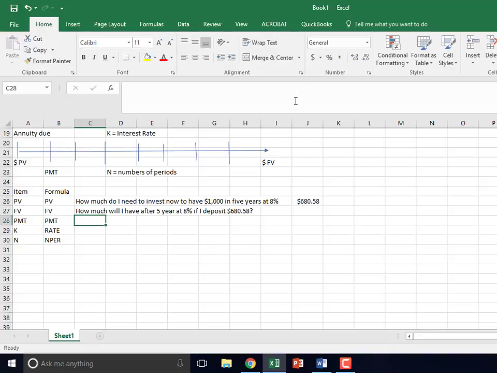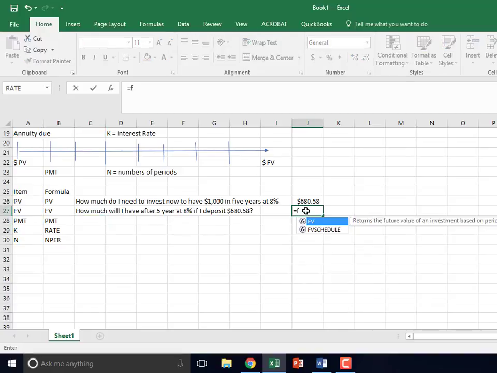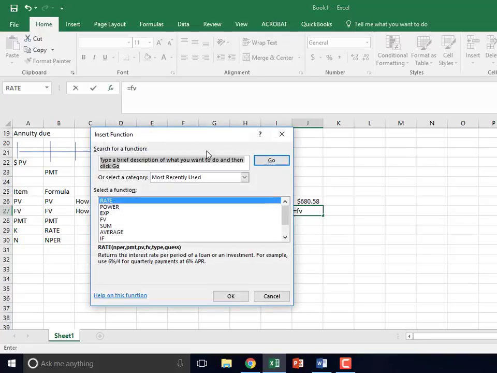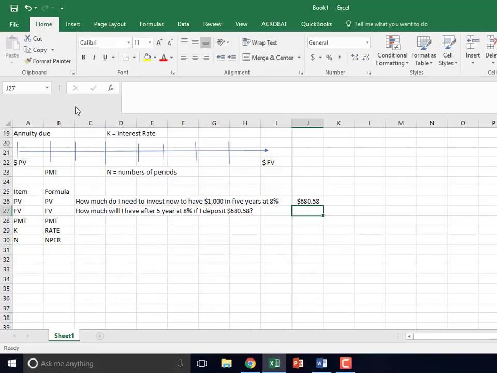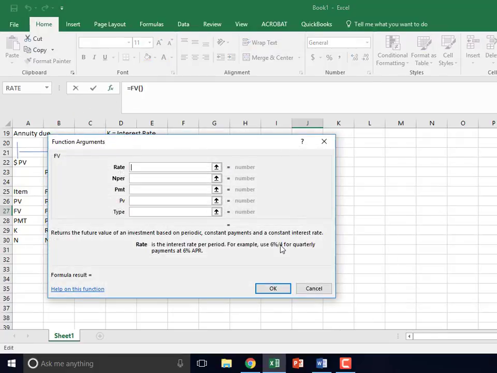Okay, so now we're doing the opposite. We're solving for how much am I going to have at the end if I deposit that amount. So we're going to click on equals, and we'll put this time FV for future value. Click on our little function, equals FV, to get our function arguments box.